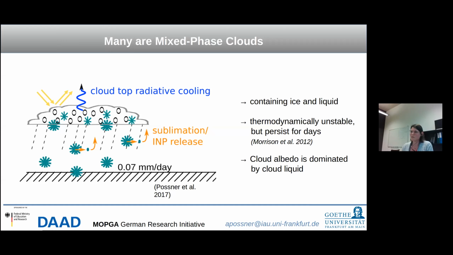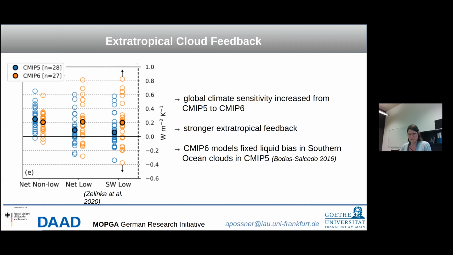And the thing to keep in mind from the slide really is that in the end it's the liquid that determines how much incoming sunlight is scattered. And this is the one big slide that I want to spend some time on, to tell you why it is that we think about this or worry about this at all.